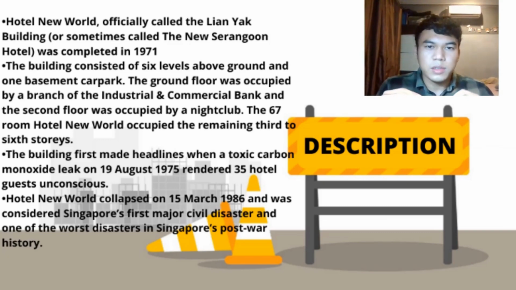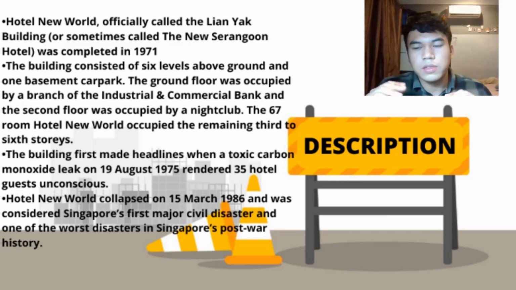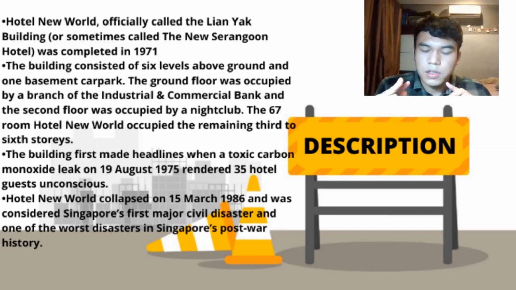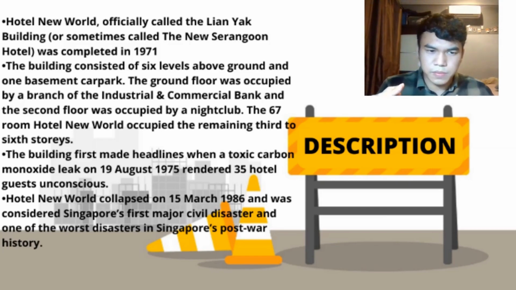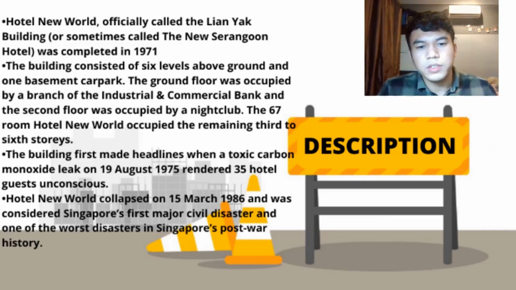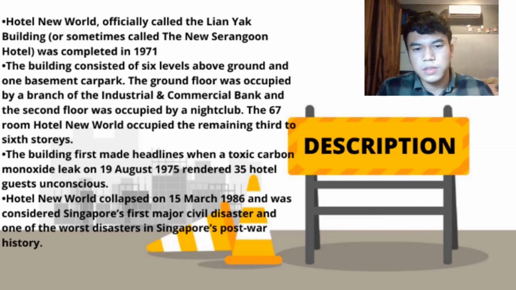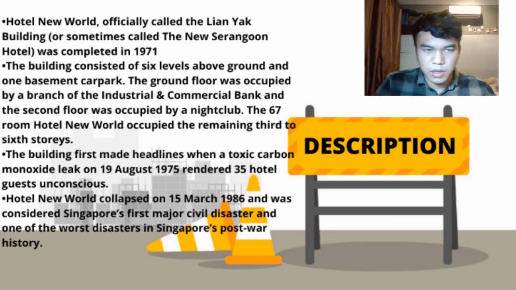The building first made headlines when a toxic carbon monoxide leak on 19th August 1975 rendered 35 hotel guests unconscious. Hotel New World collapsed on 15th March 1986 and was considered Singapore's first major civil disaster and one of the worst disasters in Singapore's post-war history.